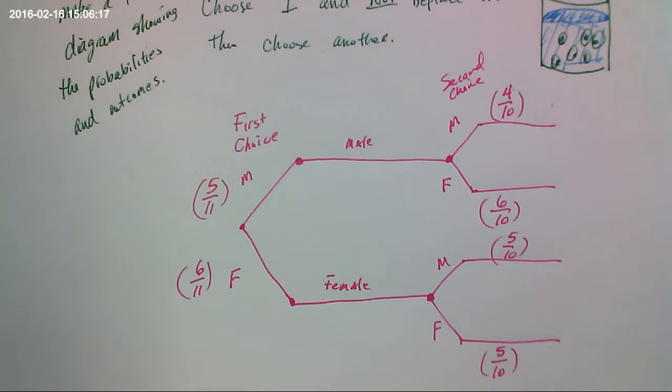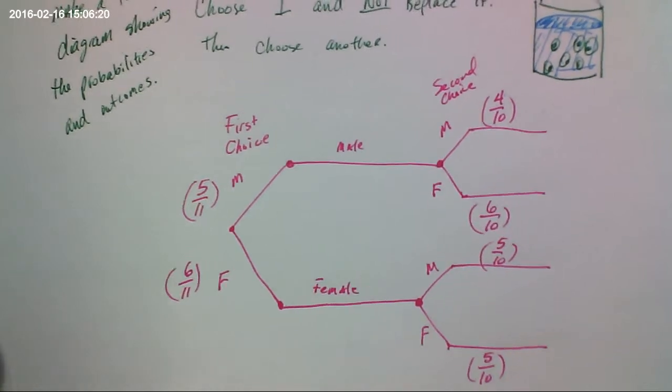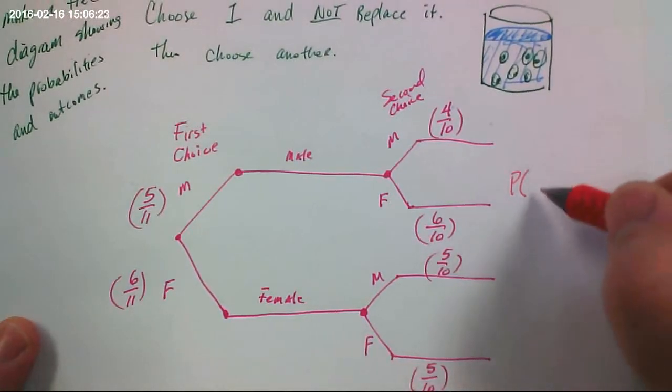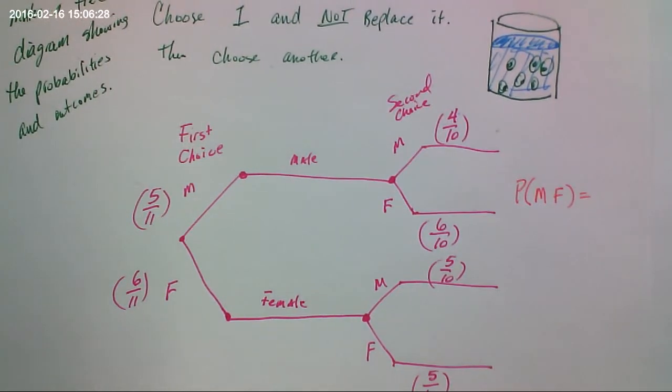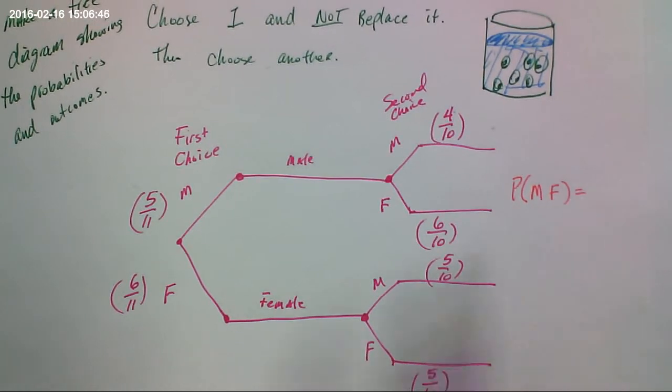All right, Edgardo. Hey, check this out. Given this tree diagram, let's make sure we know how to use this. What would be the probability, and it has to go in order, of male first, female second? Anybody know how to do that? Male first, female second. That's a good question. You would multiply.